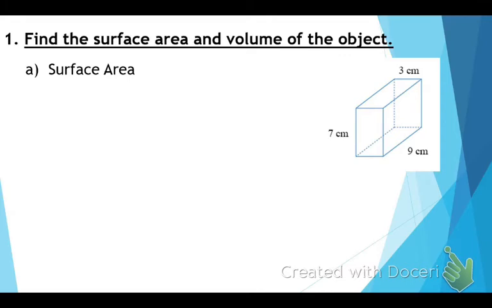Okay, what is this shape? A rectangular prism. Very good. So we're going to write down the formula for a surface area of a rectangular prism. How many of you already wrote that formula down?